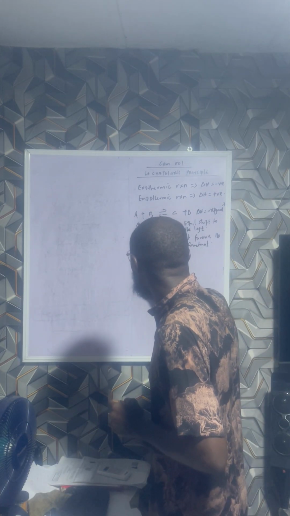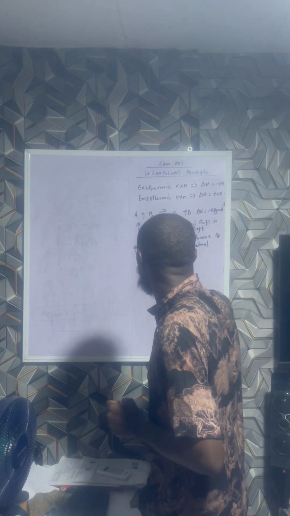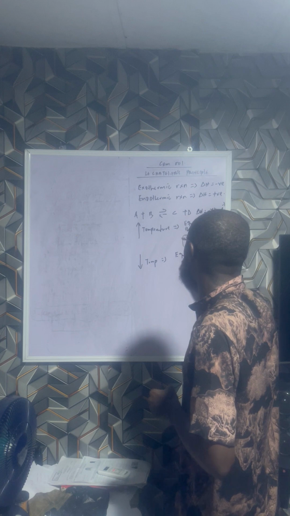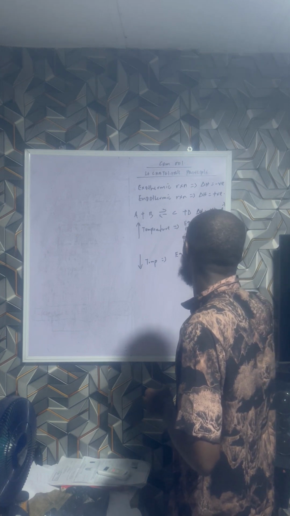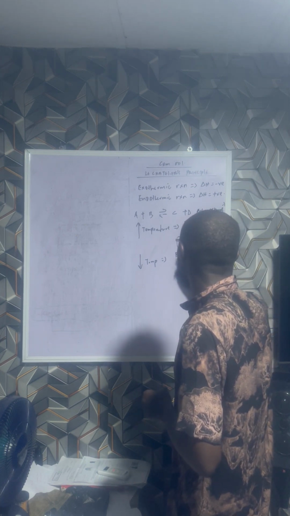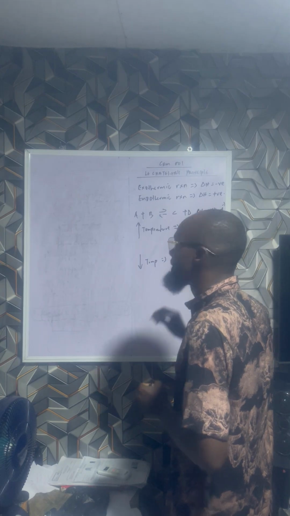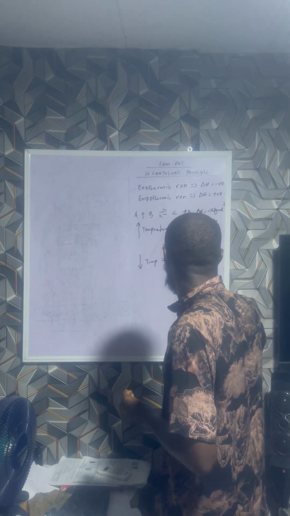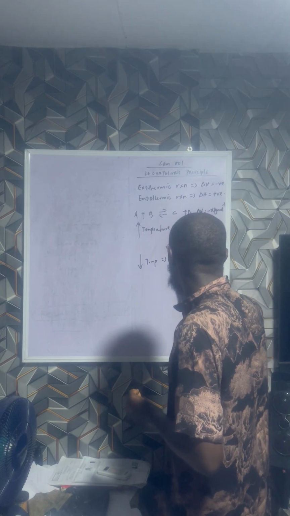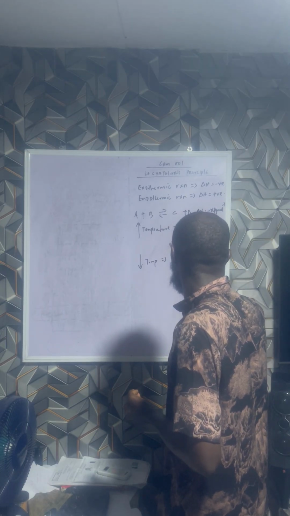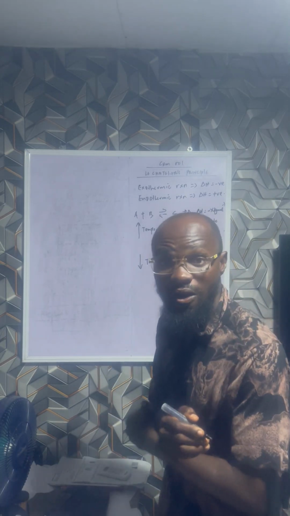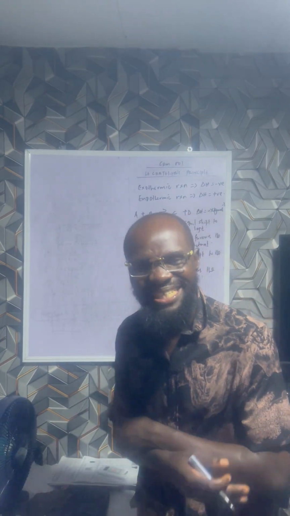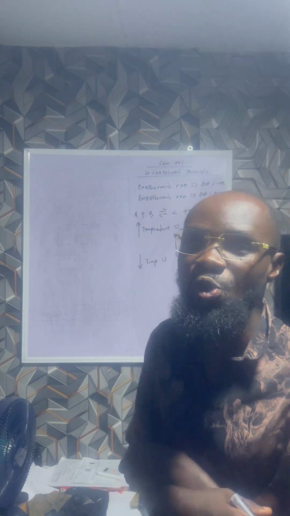But when you decrease the temperature, it implies the reverse of this. Equilibrium shifts to the right. What does that mean? It favors the products. It will favor the product. It will favor this side. That is provided the forward reaction is exothermic.